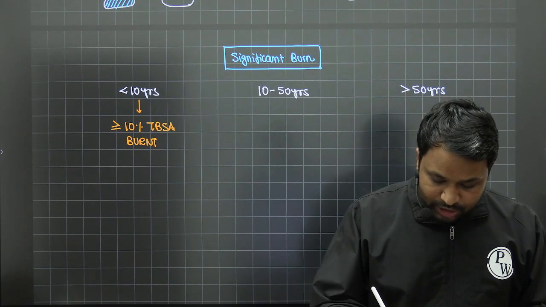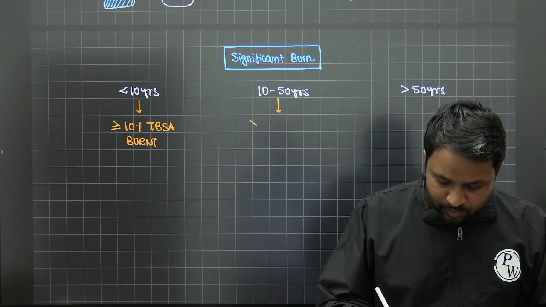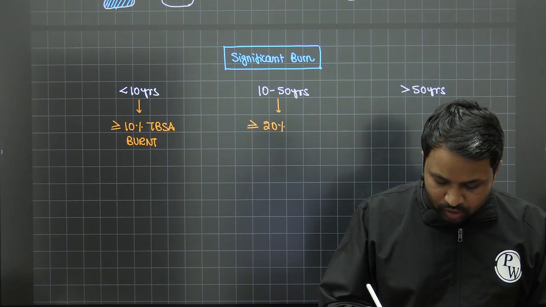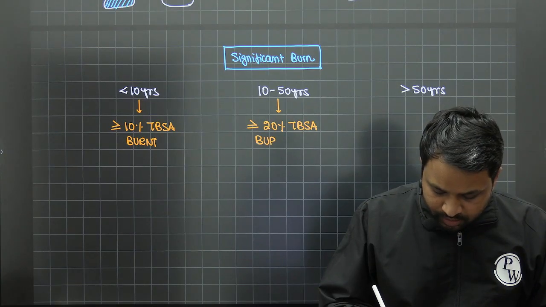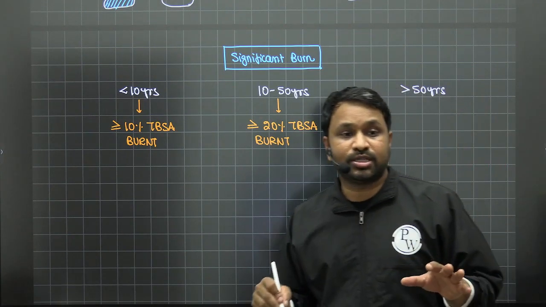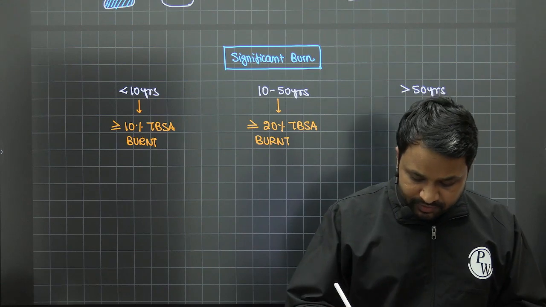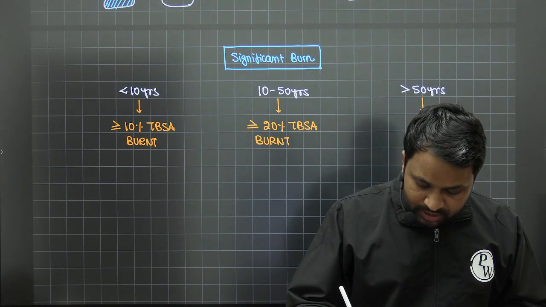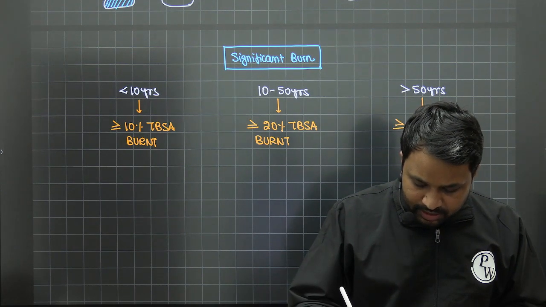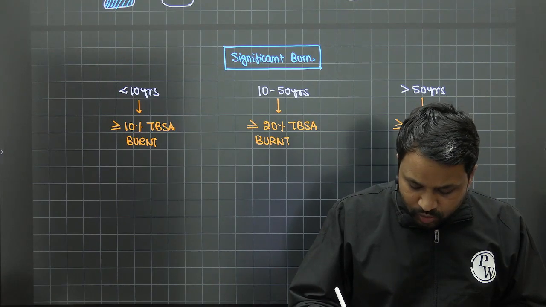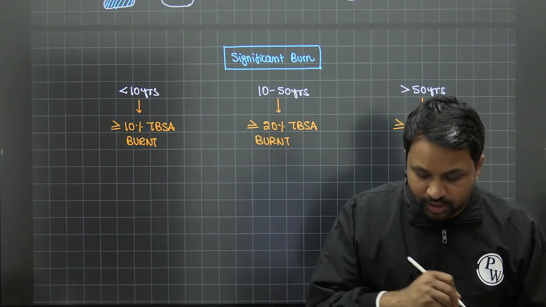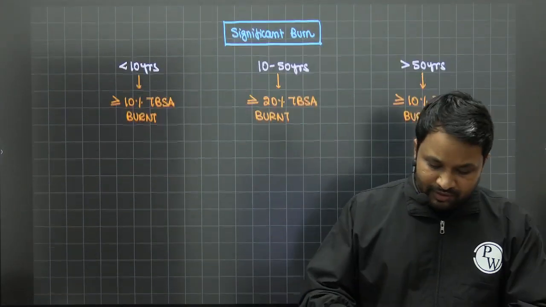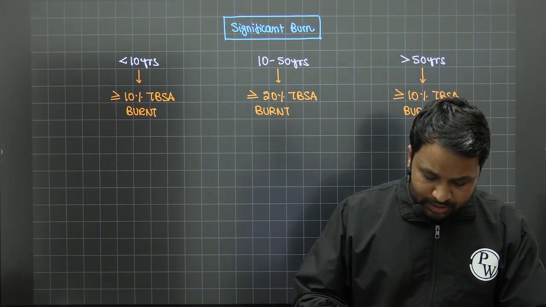But if the age is between 10 to 50 years, then we say more than or equal to 20% of the total body surface area burnt is what we call a significant burn. And if it is more than 50 years, then the answer is the same. That is, more than or equal to 10% of the total body surface area burnt is what we call a significant burn. Now, to avoid any form of confusion, what do you call a uniform answer?